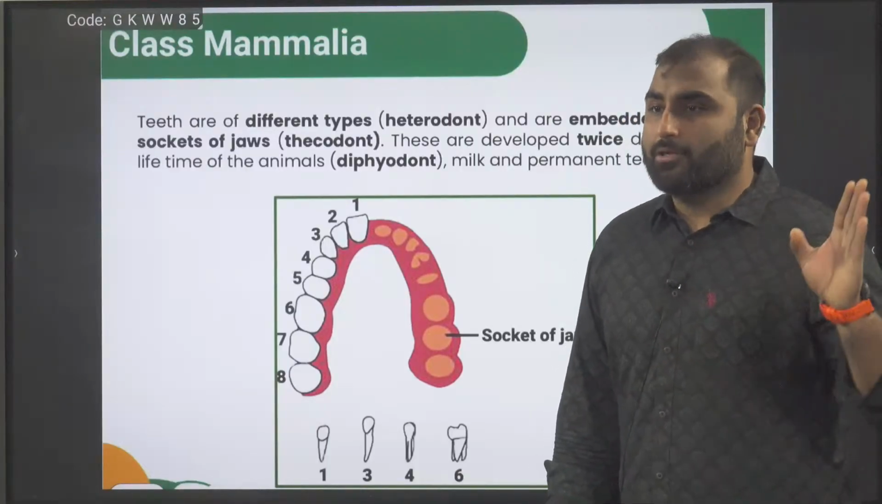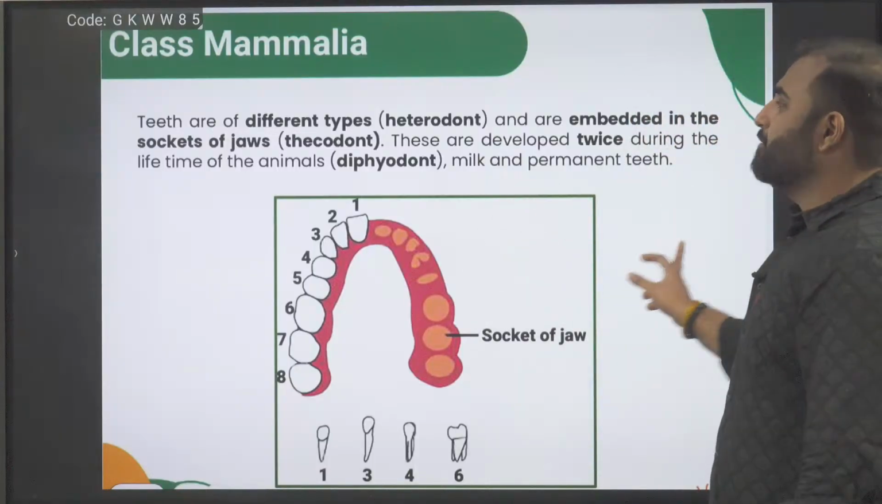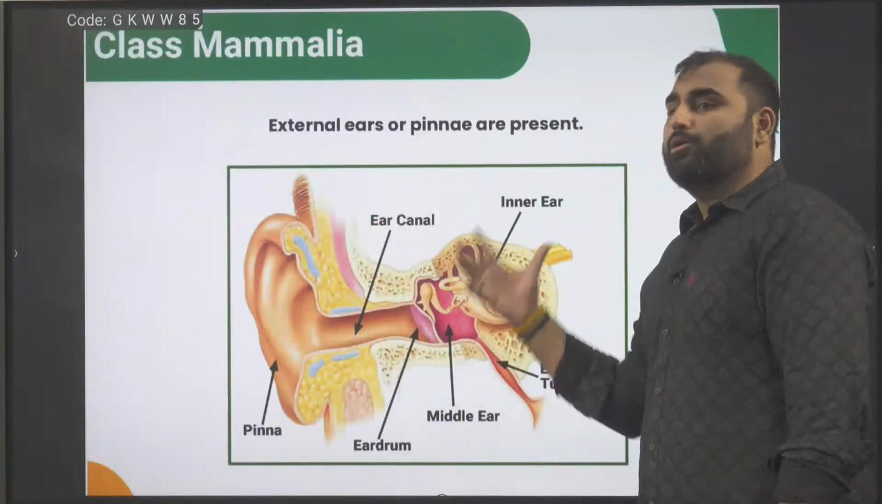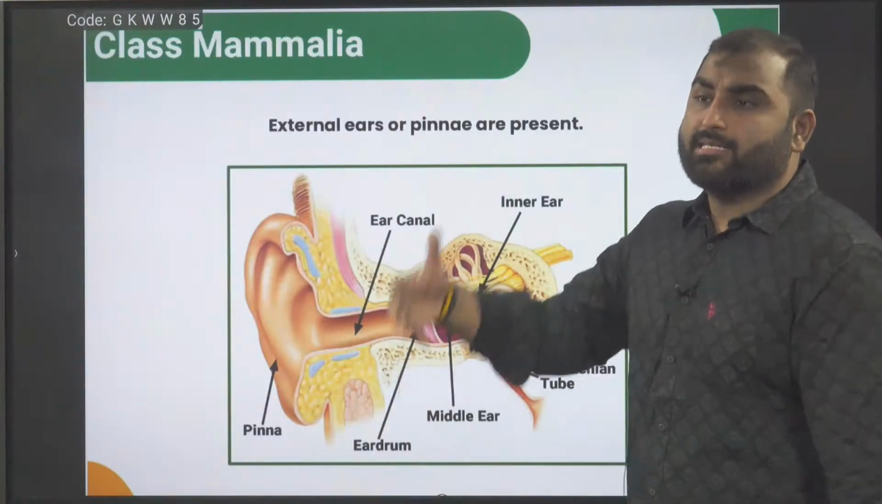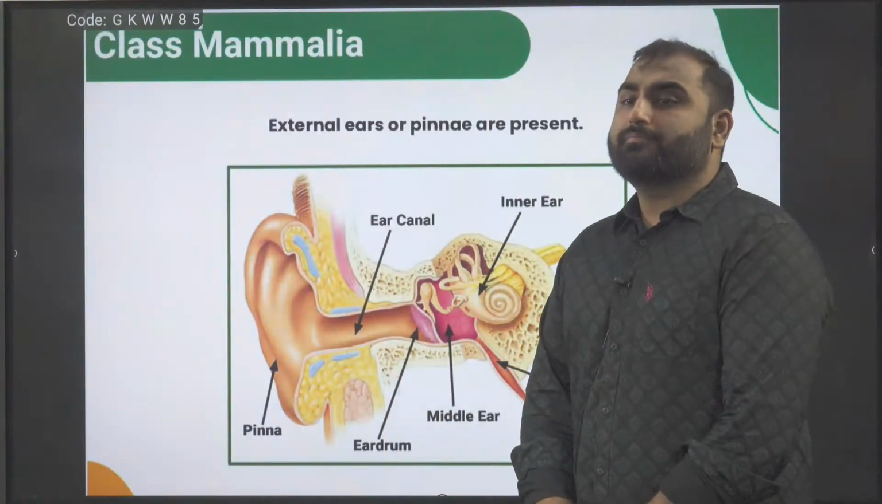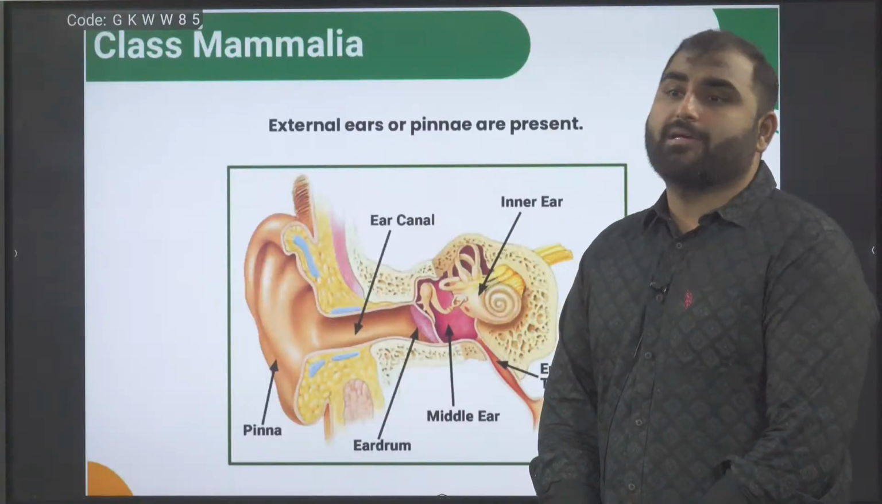One is the milk teeth, 20 in number, and then the adult, that is 32 in number. Okay, milk teeth and permanent teeth. These are also certainly asked in the previous MCQs, so you should know the terms. Next, moving ahead, talking about other unique features, external ears or pinnae are present.